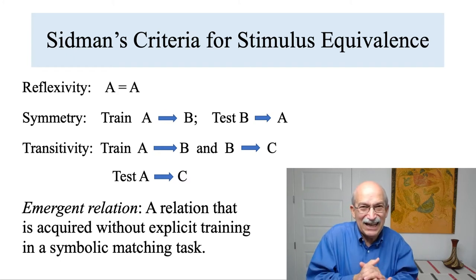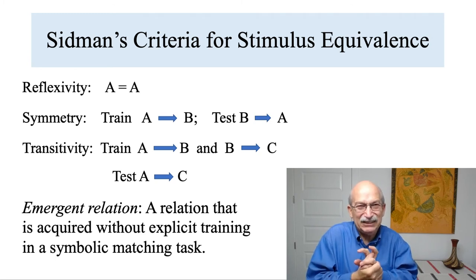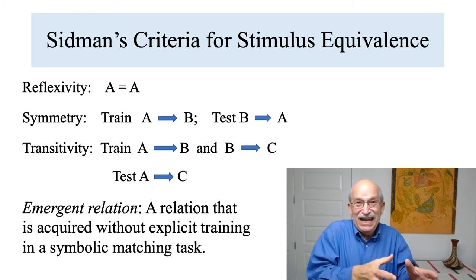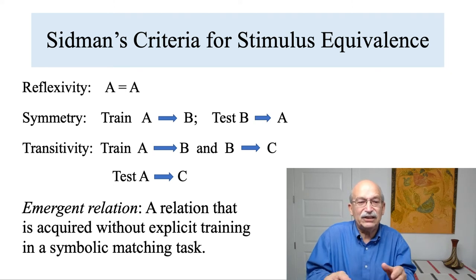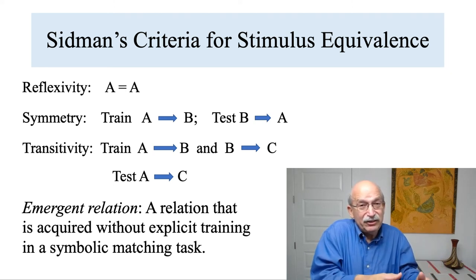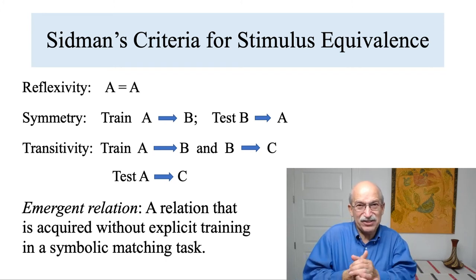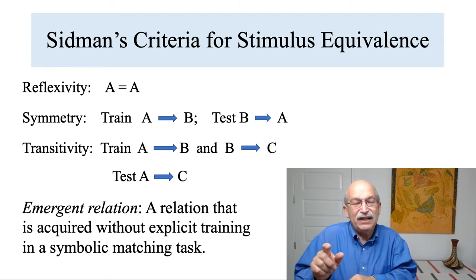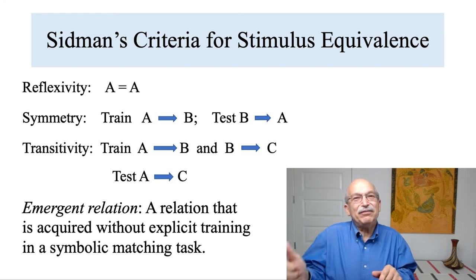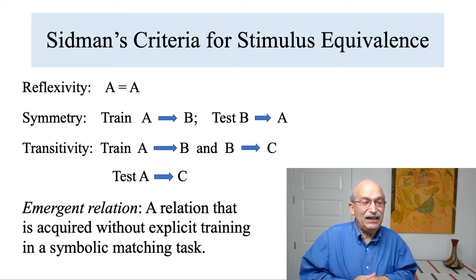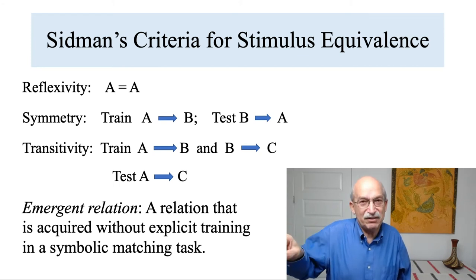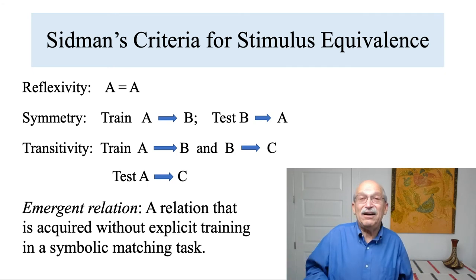And finally, stimulus equivalence class also has this property of transitivity. Now, this requires training two symbolic matching tasks: A associated with B as the correct choice, and you also train B to be associated with C as the correct choice. So you train A to B and B to C, and now you test the subject with A as the sample, and you give them a choice that includes C, and the subject will select C, and that's the transitivity relationship.